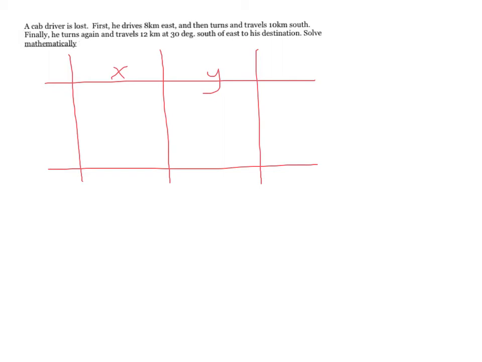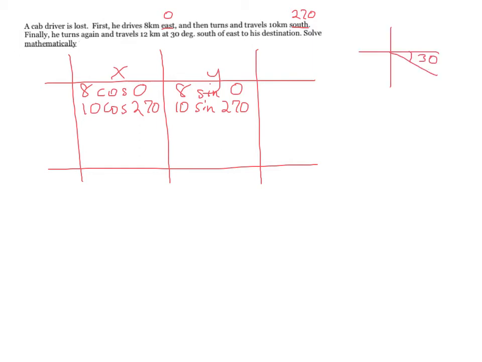First, I'll list the magnitudes and the angle degrees for each one. Notice that for the x components I'm using cosine, for the y components I'm using sine. Due east corresponds with a universal angle of 0 degrees. Next we'll do 10 kilometers south. South corresponds with 270 degrees. The last one, 30 degrees south of east, would correspond to the universal direction of 360 degrees, which is counterclockwise around from the x-axis, minus those 30 for 330 degrees.